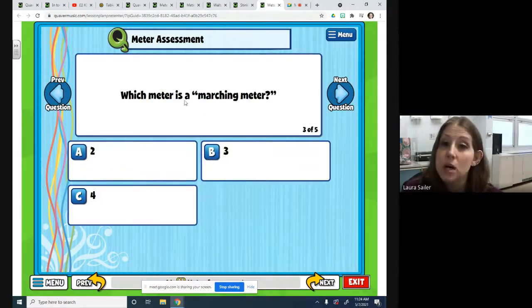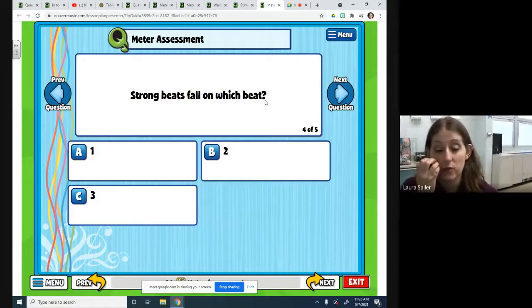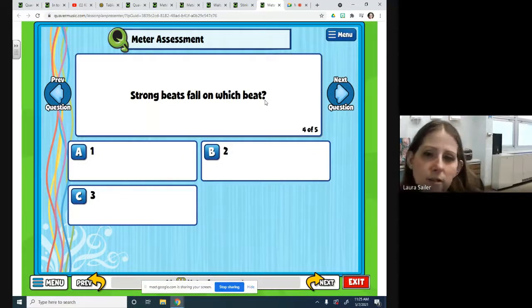Which meter is a marching meter? 1, 1, 2, 1, 1. That's what our marching sounds like. So is it 2, 3, or is it 4? Strong beats fall on which beat? And this goes back to our conductor. If you remember, when they conduct, we have something called the downbeat. Okay, and the downbeat is very strong, and it usually lands on the first beat. So is it 1, is it 2, or is it 3?